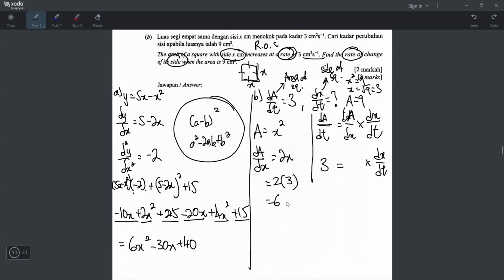2 times 3 is 6. And this 6 you can substitute in. And when you substitute in, now you can find the answer for dx/dt. It will be 3 over 6. So the final answer, dx/dt, will be 3 over 6, which is 1 over 2. And for the unit, it will be cm s^-1. Because x is the length for the side, so it will be cm. t is the time, second. But since it is at the bottom, so minus 1. Okay? Okay, that's all.